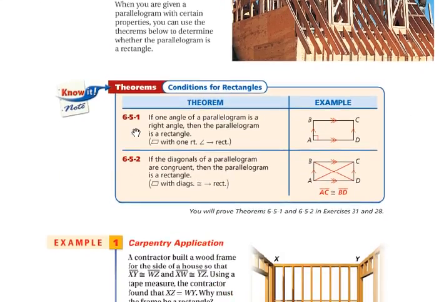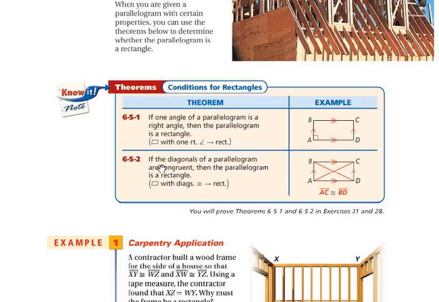6-5-1 says that if one angle of a parallelogram is a right angle, then the parallelogram is a rectangle. So this is kind of nice because we really just have to look at one angle, and if angle A here is a right angle, then the parallelogram must be a rectangle.